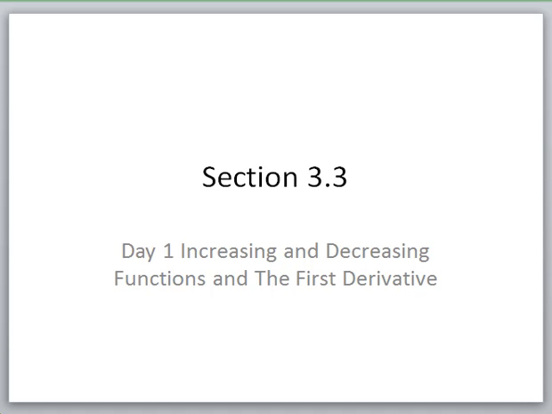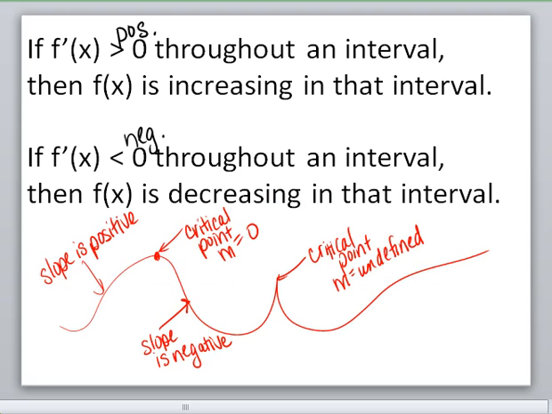In this section, we're going to use first derivatives to be able to find out whether or not the function's increasing or decreasing. So the first thing I want to mention is that if f prime of x is greater than 0, meaning that f prime of x is positive, then f is increasing. If we see that f prime of x is negative or less than 0, then we know that the function is decreasing.